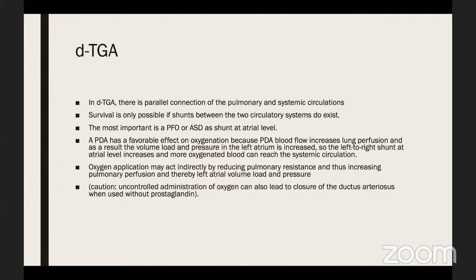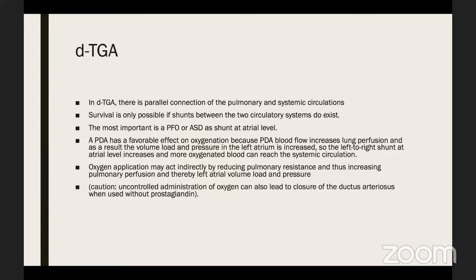Why? Because the BDA blood flow increases the lung perfusion, and as a result, the volume load and pressure in the left atrium is increased. Thus, it will eventually lead to an increase in the shunt from left to right at the atrial level, and this will lead to more oxygenated blood reaching the systemic circulation.